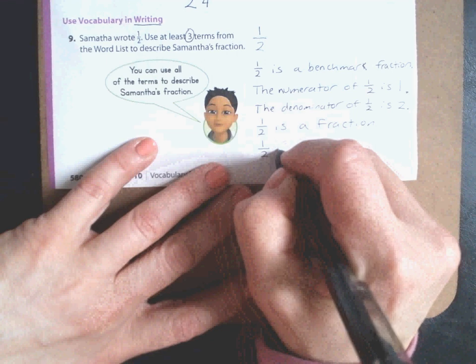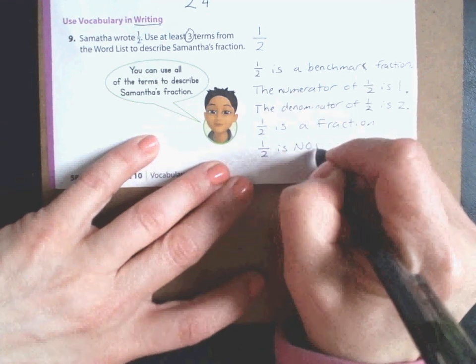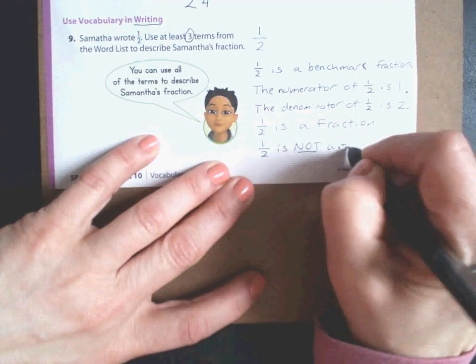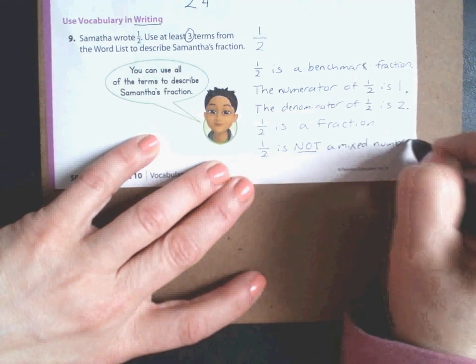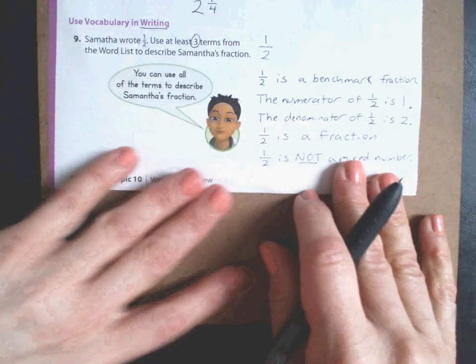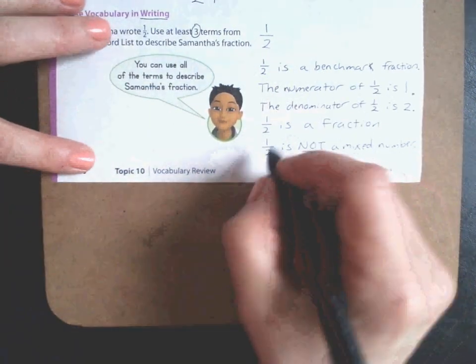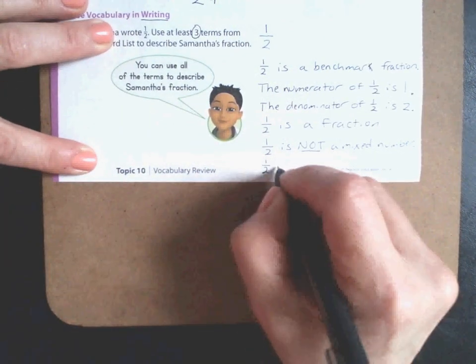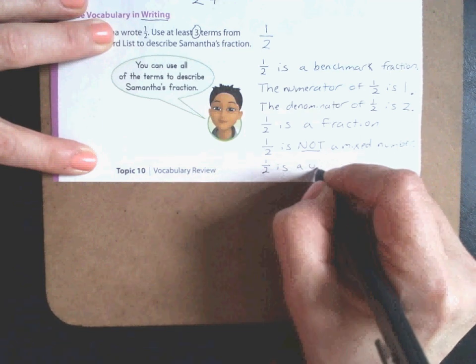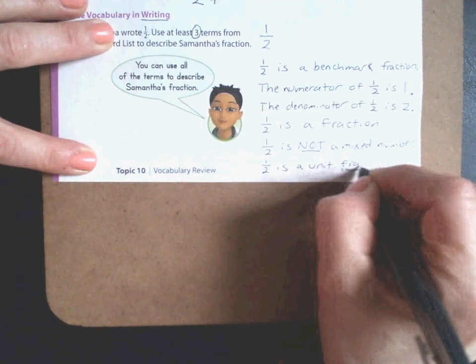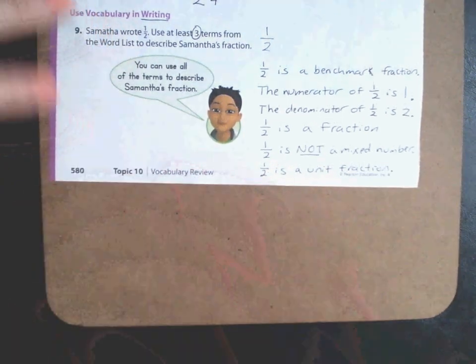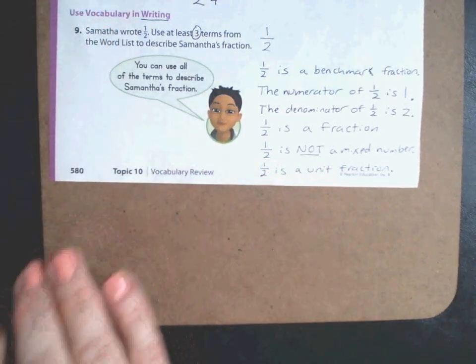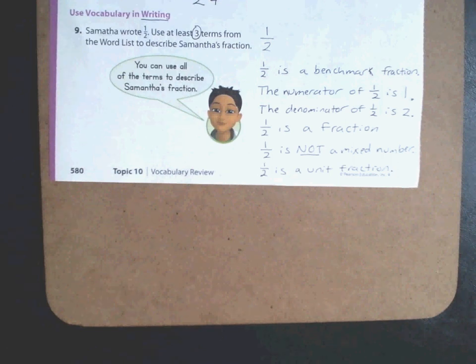So 1/2 is not a mixed number. And also the numerator here is 1. So I could have also said 1/2 is a unit fraction, and I know that because the numerator is 1. So that is the vocabulary review page, so hopefully you guys did okay with that.